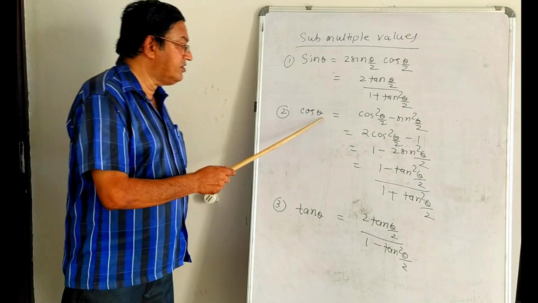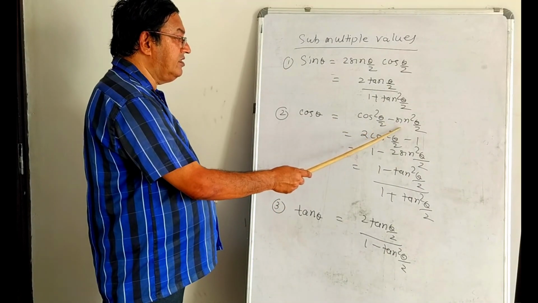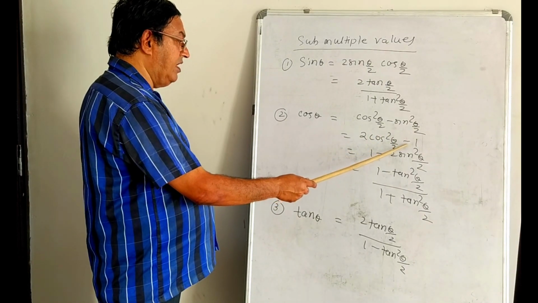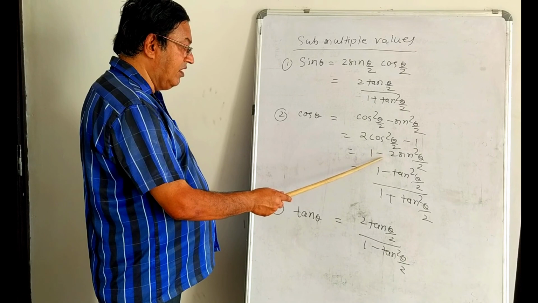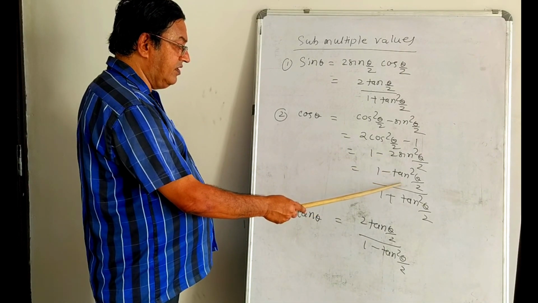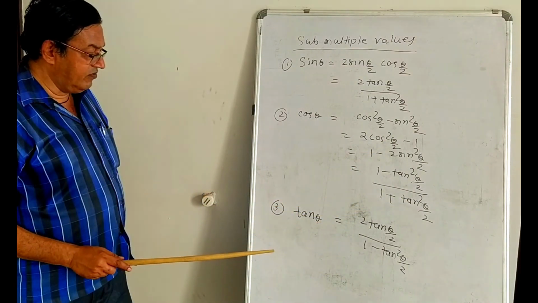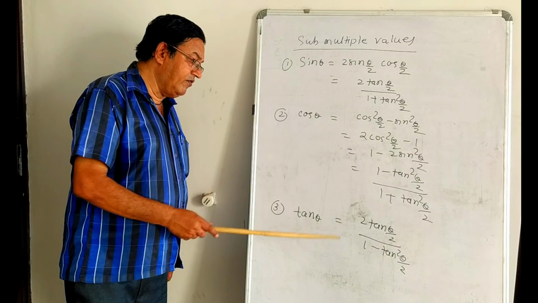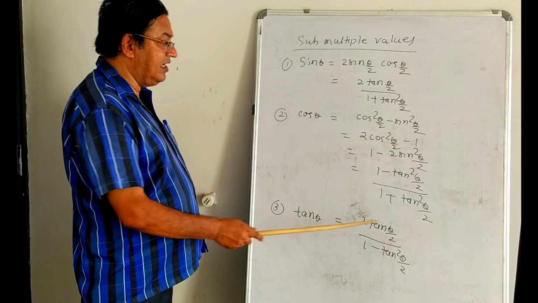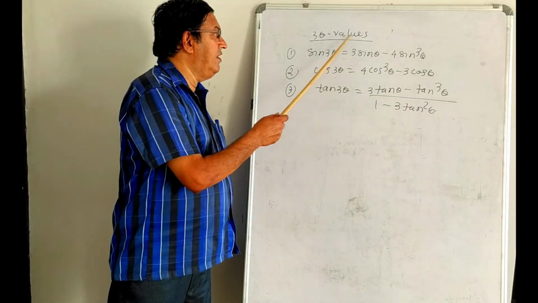Next is cos theta. Again there are four values: cos square theta by 2 minus sin square theta by 2, or 2 cos square theta by 2 minus 1, or 1 minus 2 sin square theta by 2, or 1 minus tan square theta by 2 divided by 1 plus tan square theta by 2. And tan theta, we have only one value, 2 tan theta by 2 divided by 1 minus tan square theta by 2.